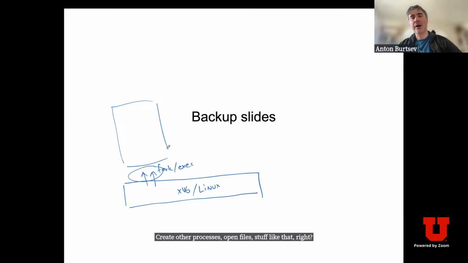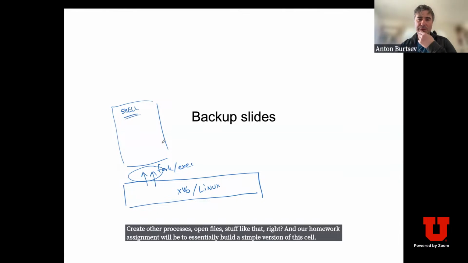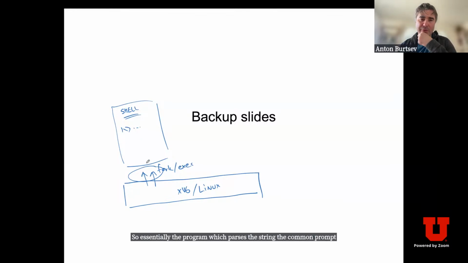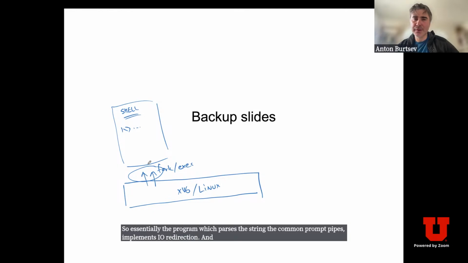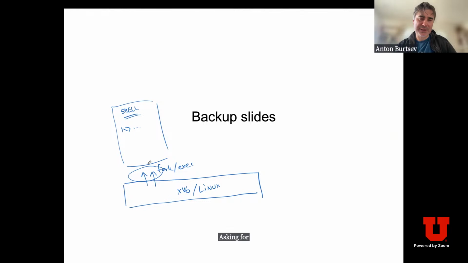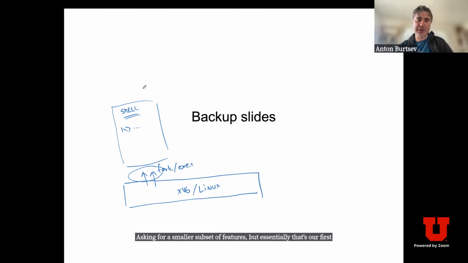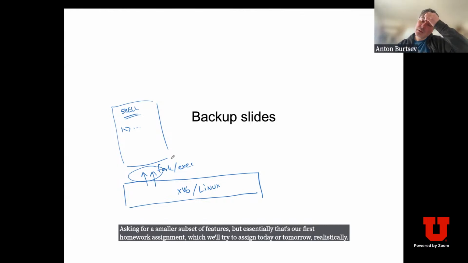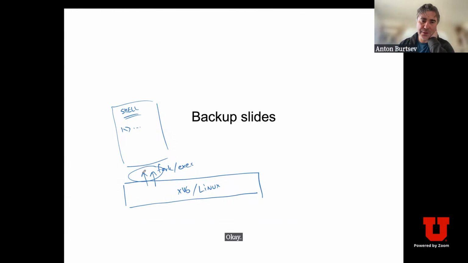Our homework assignment will be to build a simple version of a shell: a program which parses the string, the command prompt, implements pipes, and implements IO redirection. Some of you already did it, and you're welcome to reuse your code base or build from scratch, because we'll probably be asking for a smaller subset of features. That's our first homework assignment, which we'll try to assign today or tomorrow, realistically. Okay, so we understood what this interface is.